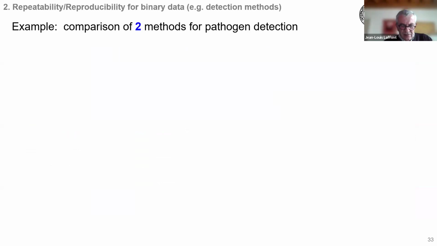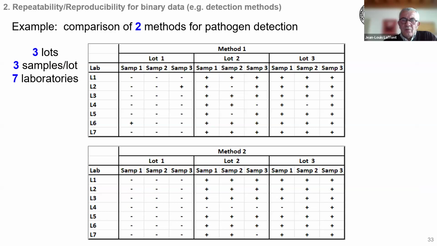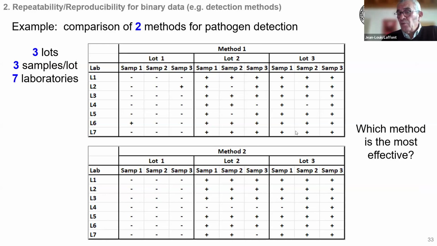Now let's see another example. We want to compare two methods for pathogen detection. So we conduct a multi-laboratory collaborative study. We consider 3 lots, 3 samples per lot, and we have 7 laboratories participating in this collaborative study. Here are the results for method 1 and for method 2. And the question is, which method is the most effective?